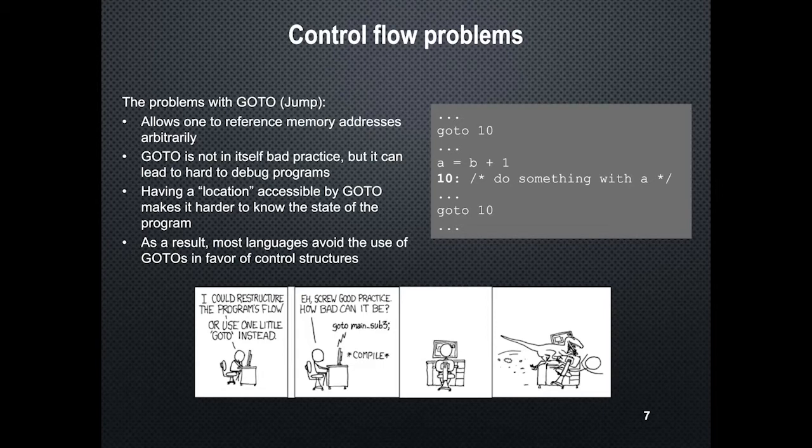So the problem with goto in particular allows one to reference memory addresses arbitrarily. Goto is not in itself bad practice, but can lead to hard to debug programs. Having a location accessible by goto makes it harder to know the state of the program. As a result, most languages avoid the use of gotos in favor of control structures. On the right, I have a simple example to illustrate this.